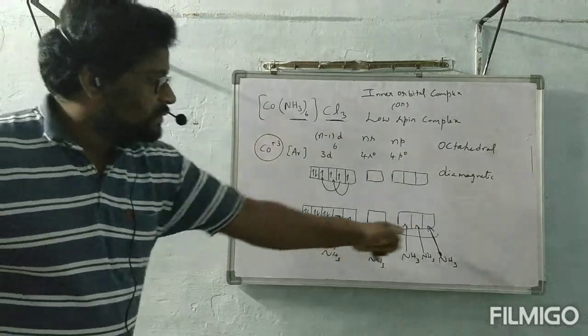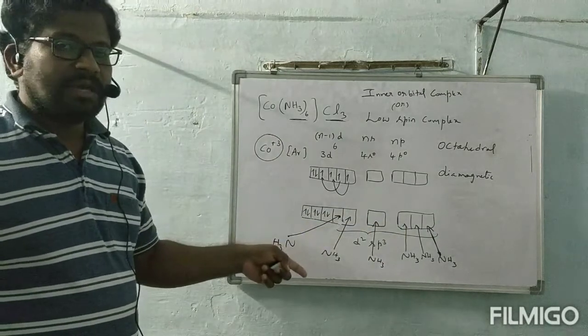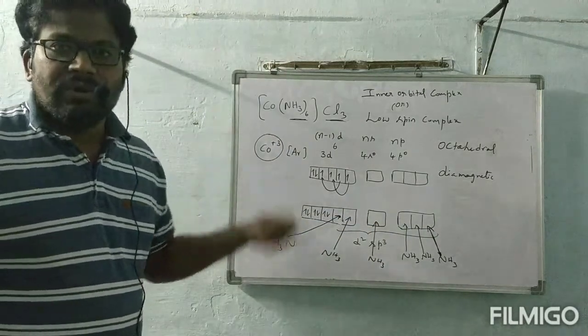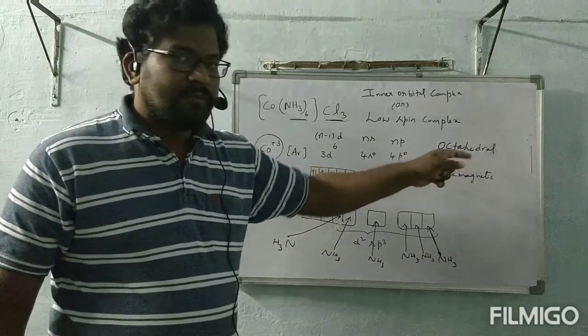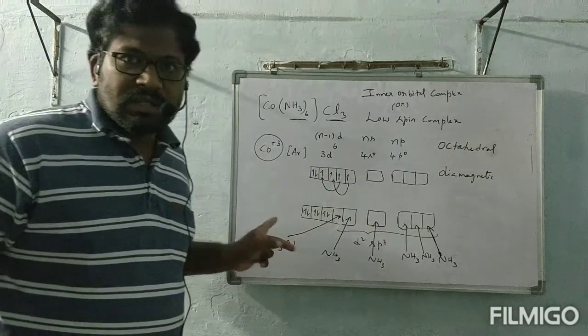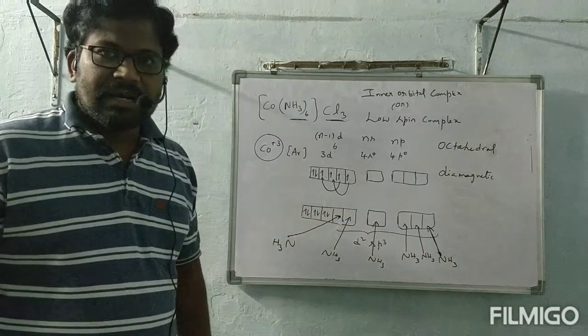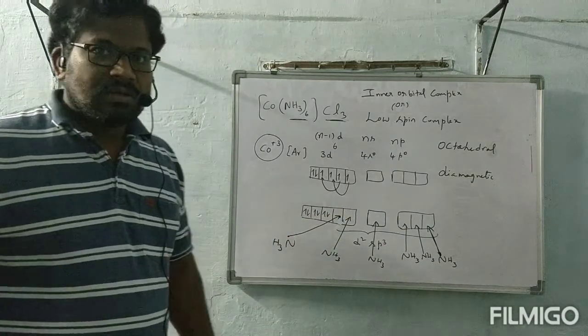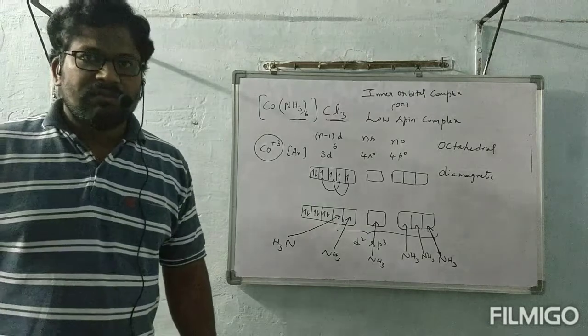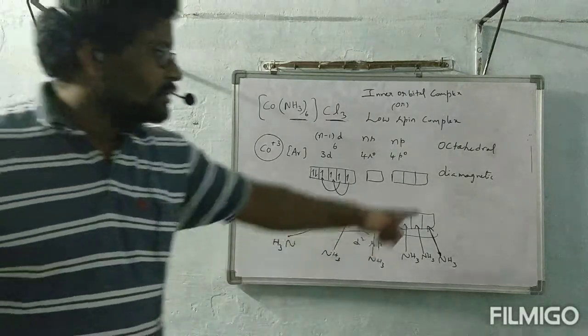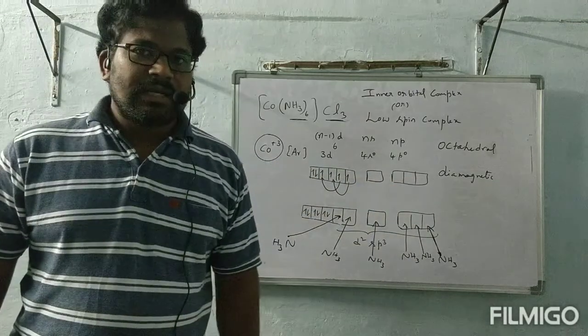Secondary valency: 6 empty orbitals. Into the 6 empty orbitals, 6 ligands are going to donate to get an octahedral structure. After the formation of the total thing, is any unpaired electron present? So, no unpaired electron is present. If the compound has no unpaired electron, then that substance is diamagnetic in nature.